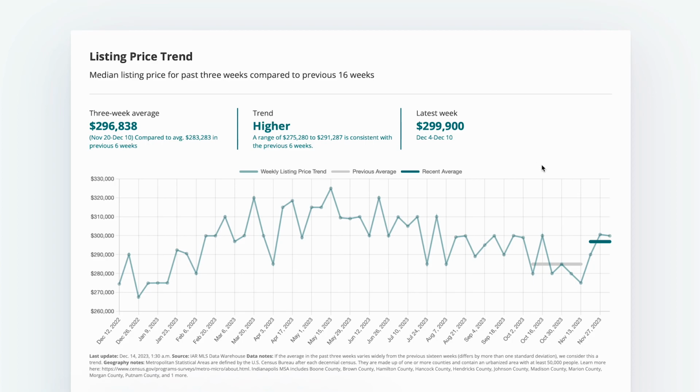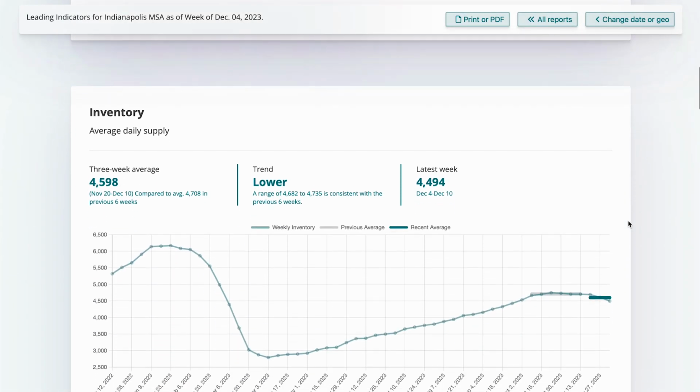We know that some of these indicators can bounce around a lot, and so we account for that noise when we decide, is this trend higher, consistent, or lower? And in this case, we decided the change is so large that it's actually outside what would be considered normal noise for this area. So let's look at another example.